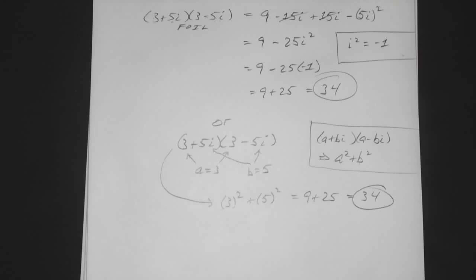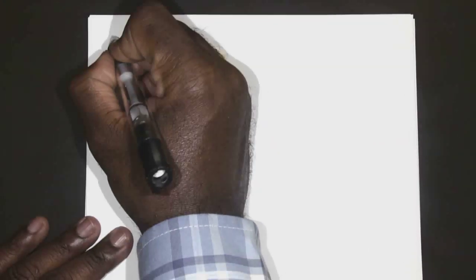Okay. Now the reason we started off with this multiplication when we're supposed to be talking about division is because when you divide, you have to multiply everything by the complex conjugate of the denominator. Okay, so let me write that out and then we'll give a few examples.